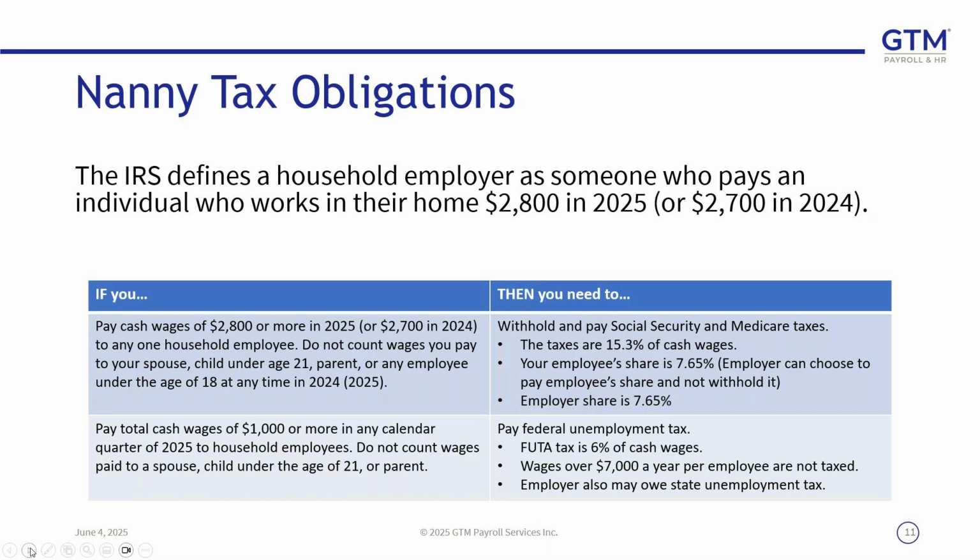For unemployment taxes, the exclusions are spouses, children under the age of 21, or parents.